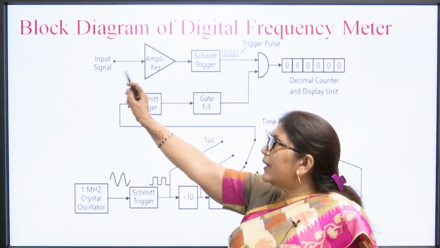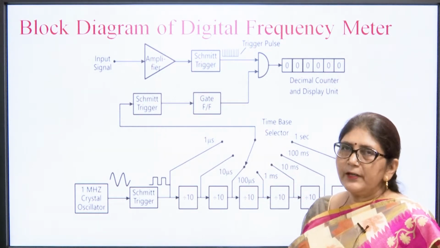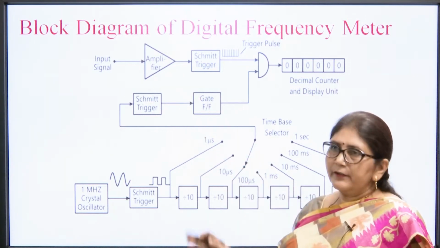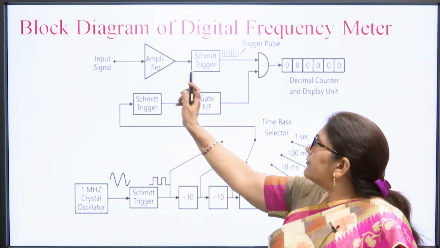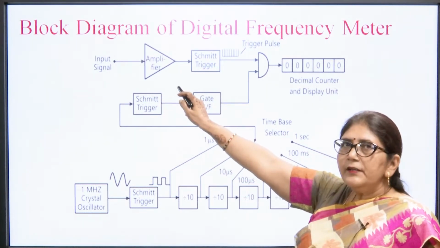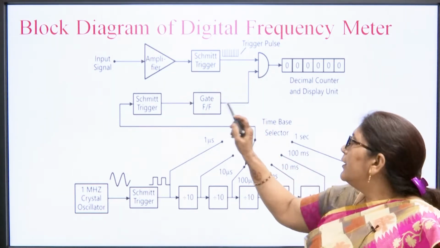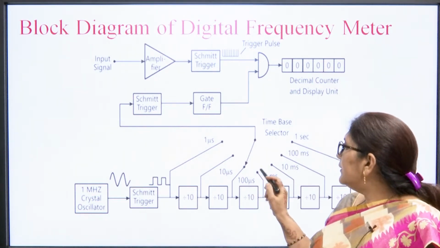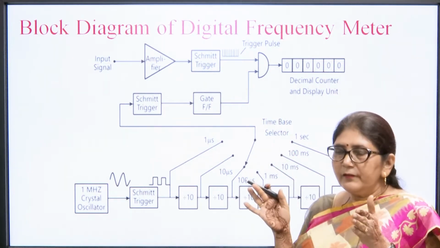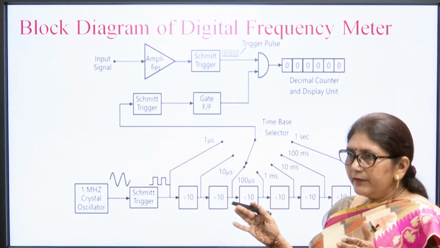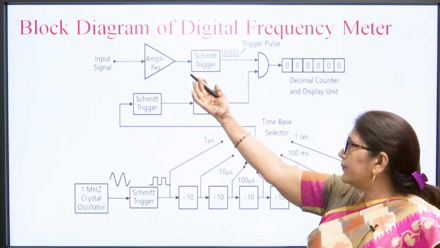Now, the input signal is amplified by the amplifier. Generally, we use stages of amplifiers. The first amplifier is the buffer amplifier, so that it will not load the previous circuit, and then there are stages of amplifiers that will amplify the input signal. Then this input signal is again converted into a square waveform through the Schmitt trigger circuit. As the switch is put at 100 microsecond, at this AND gate there is a square waveform which has a time period of 100 microsecond, and here is a signal which has unknown frequency.